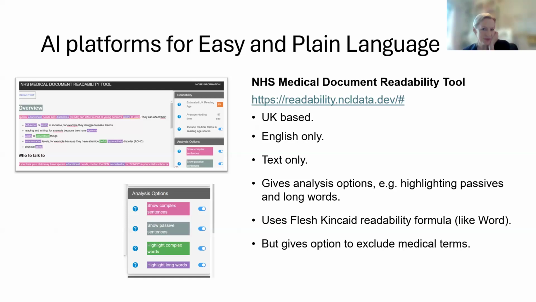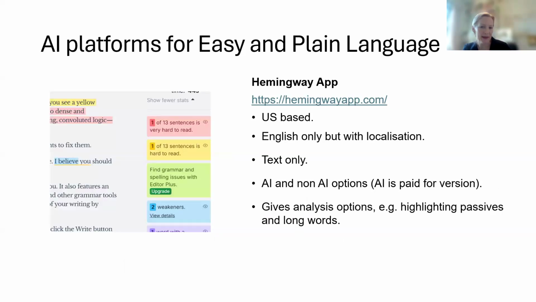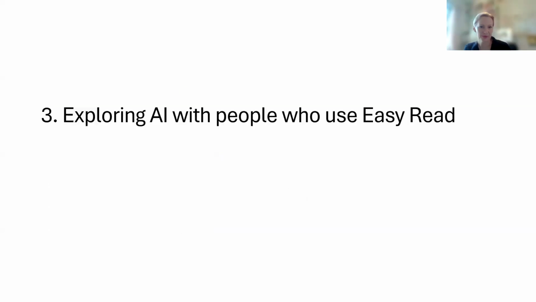So this is a medical document readability tool that the NHS have. UK-based, it's English only, text only, and it's more plain language oriented. It uses the Flesch-Kincaid readability formula like Word, but it also gives the option to exclude medical terms, which might normally flag something up as complex. So I like the idea that it thinks about the context there. And some words you really just have to use. Okay, and here's a similar one from Hemingway, which we'll send you all of those.